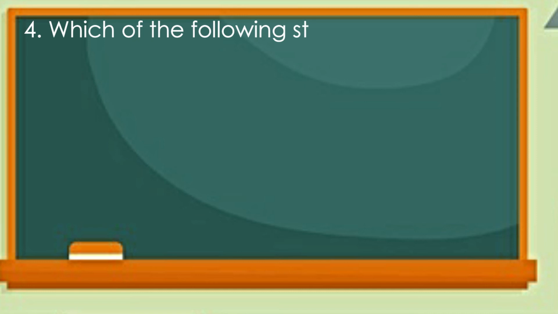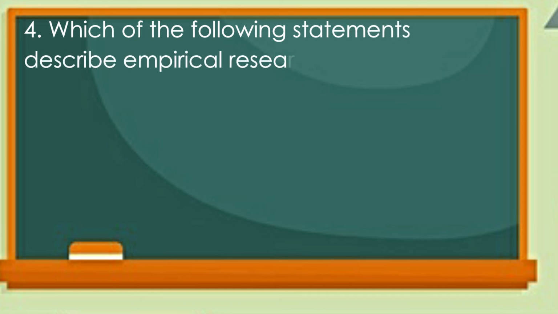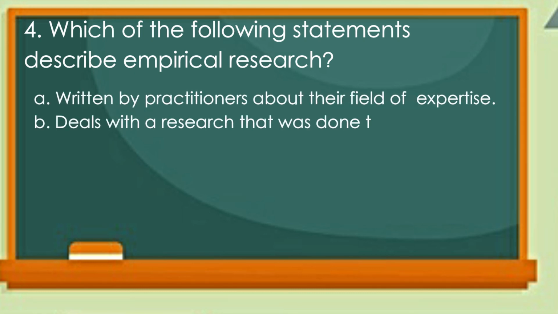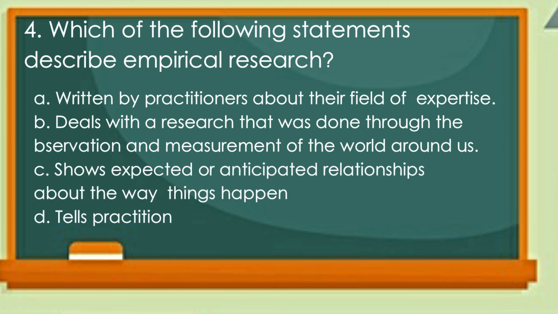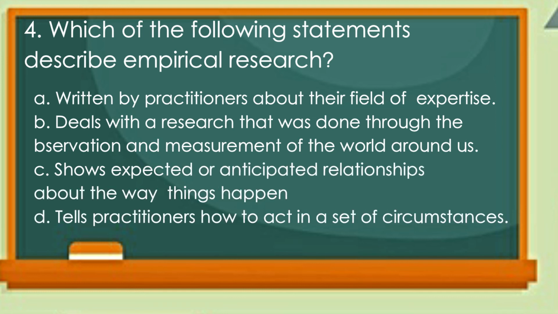Number 4. Which of the following statements describe empirical research? A. Written by practitioners about their field of expertise. B. Deals with the research that was done through the observation and measurement of the world around us. C. Shows expected or anticipated relationships about the way things happen. D. Tells practitioners how to act in a set of circumstances.